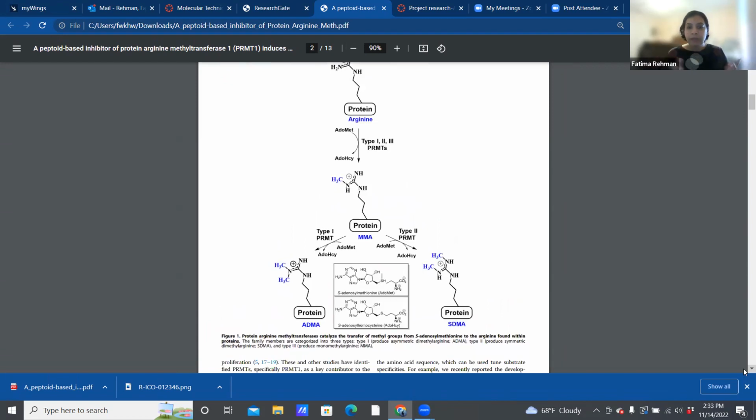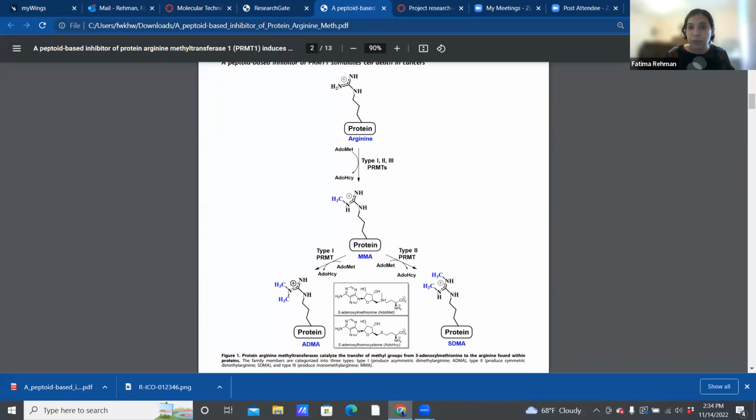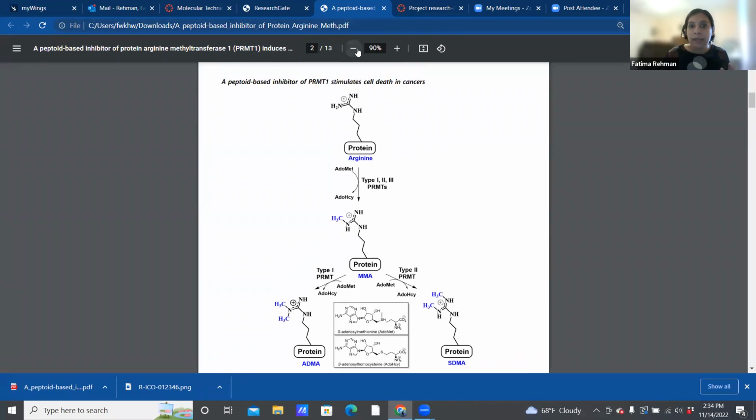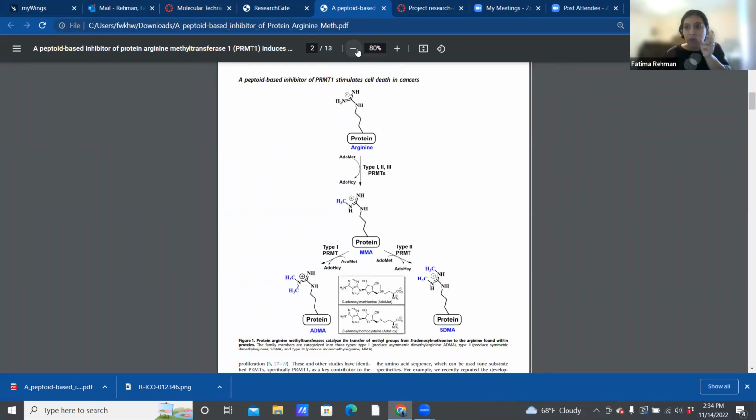Okay. So the very first figure, the title says protein arginine methyltransferases catalyze the transfer of methyl groups from S-adenosyl methionine to the arginine found in proteins. Okay, so what do you see visually looking at this figure? Again, this one is not a data figure as such. This is more giving the peptide structure and what it does, right? It's just a kind of proof of concept thing.